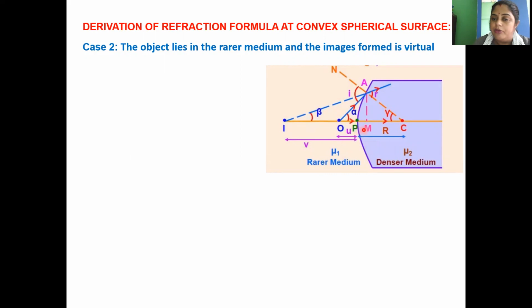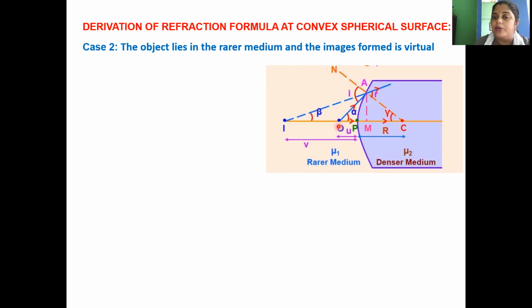Now, for this surface, what is P? P is the pole here. This is the radius of curvature, and this is the radius of curvature, and this line is the principal axis. And what is C? C is the center of curvature. Here, O is the point object, which lies on the principal axis.